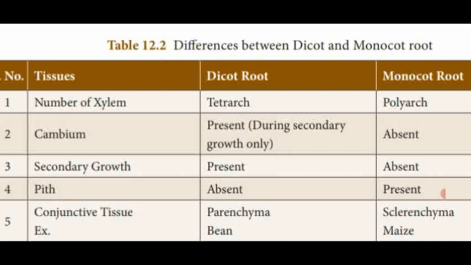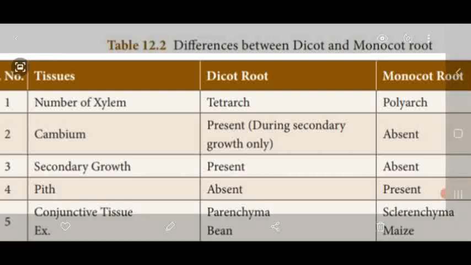condition. Cambium, in dicot root, in secondary growth only, the cambium is present. In monocot root, it is absent. Secondary growth is normally present in dicot plants only. So, dicot root contains secondary growth. In monocot root, it is absent.